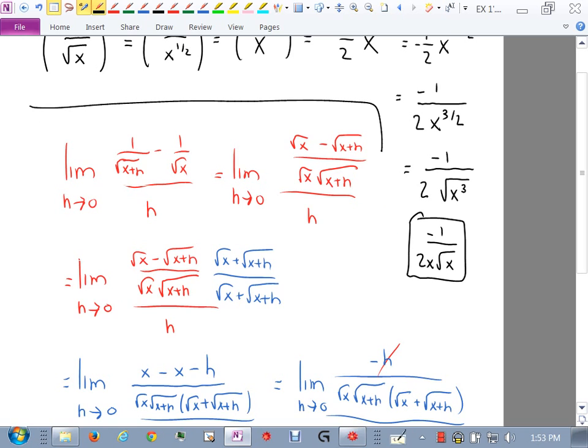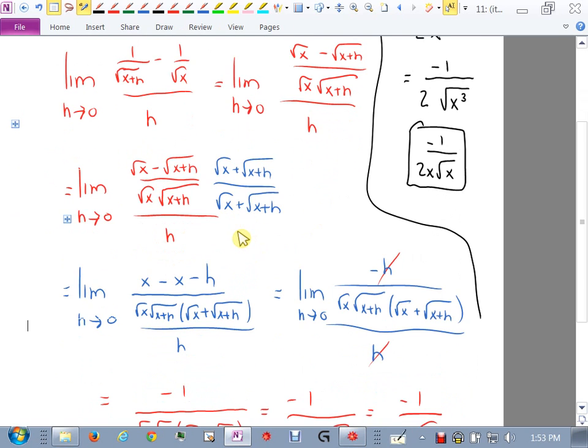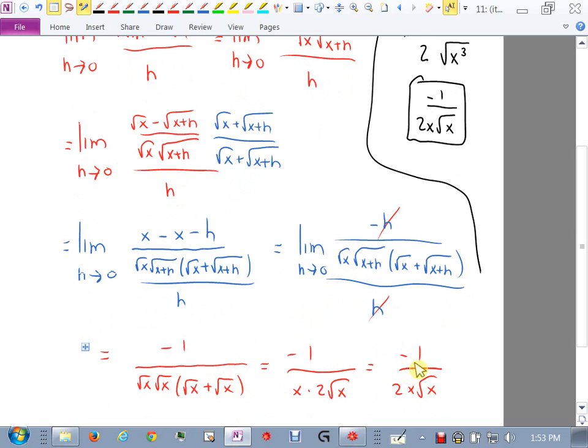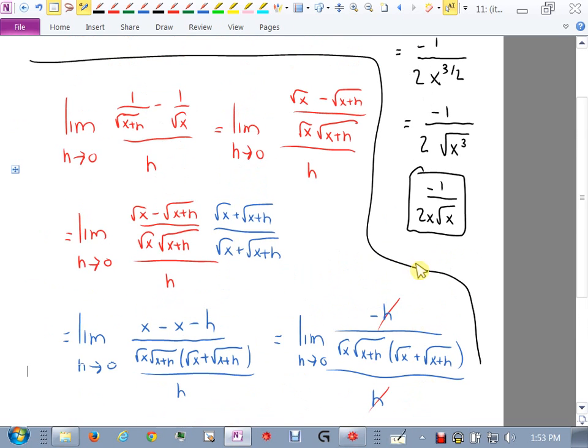Everything I wrote here was to remind you of the way we used to do it. Right? You would have to do f of x plus h minus f of x. Then you would get a common denominator. Then you come in with the conjugate. You'd multiply through. Things would cancel. You plug in. And you do all that. And at the very end, I get negative 1 over 2x root x, which is exactly the same answer.